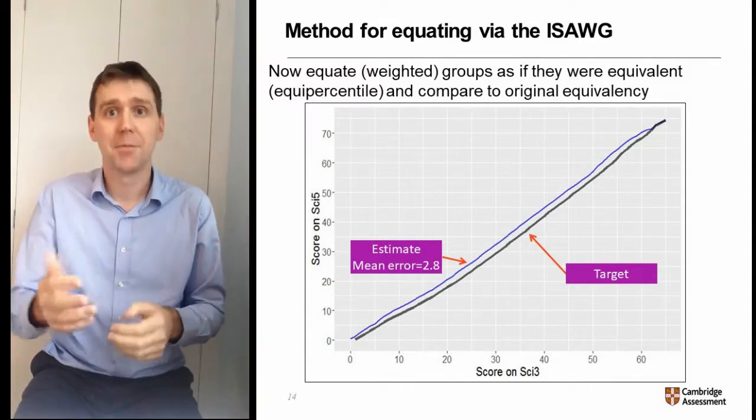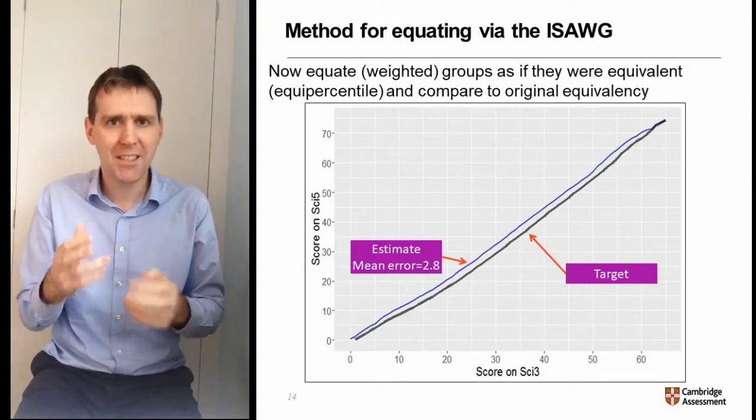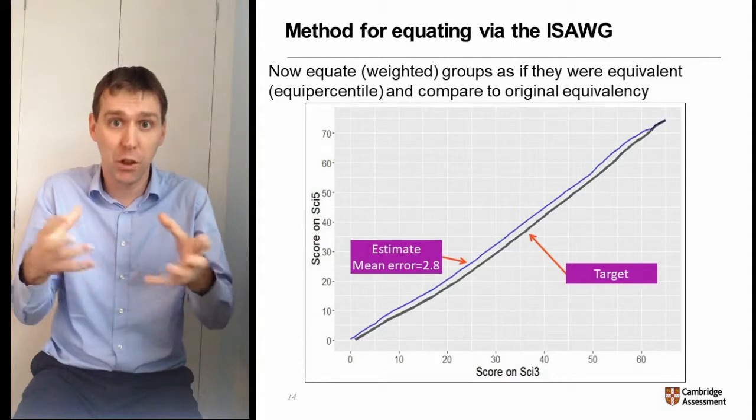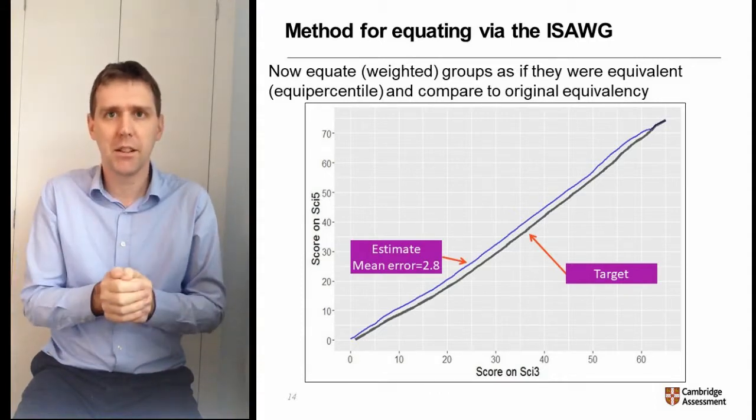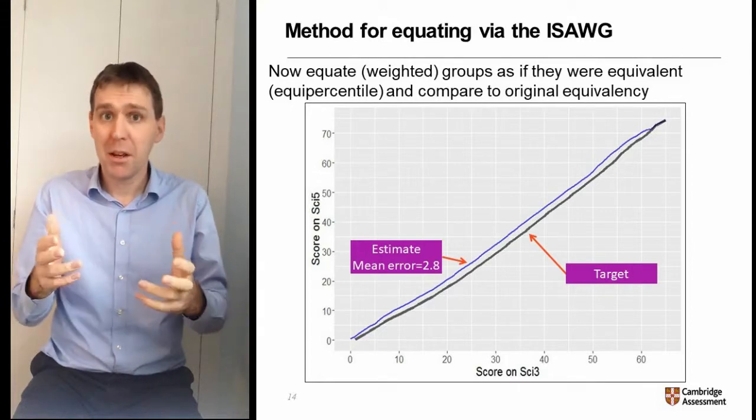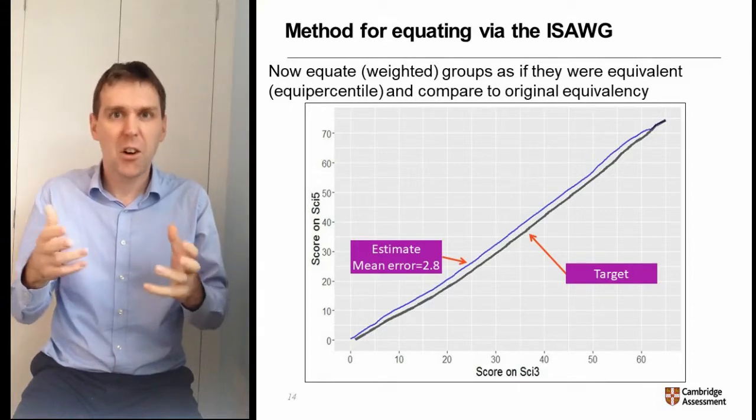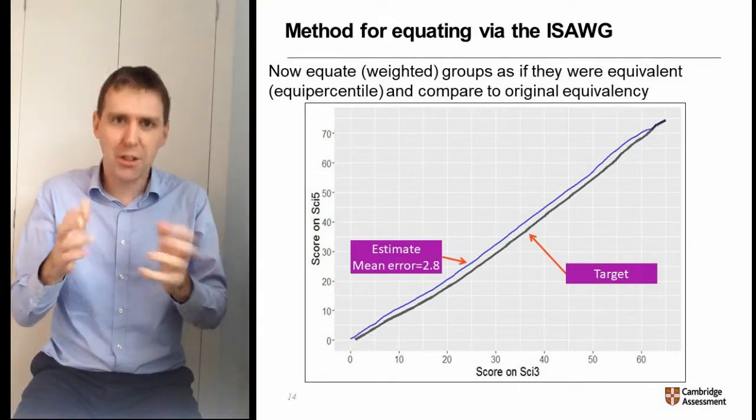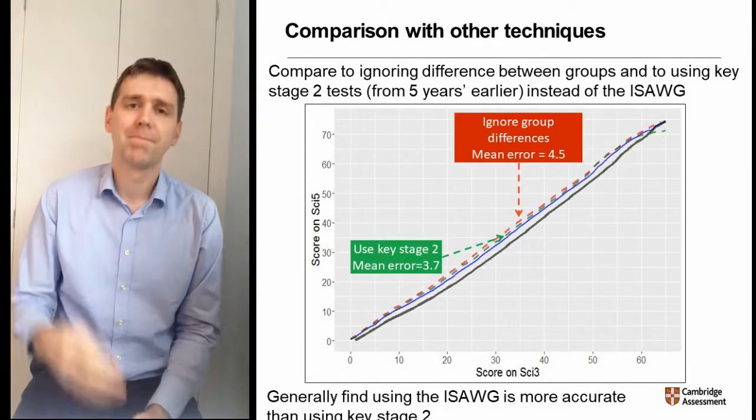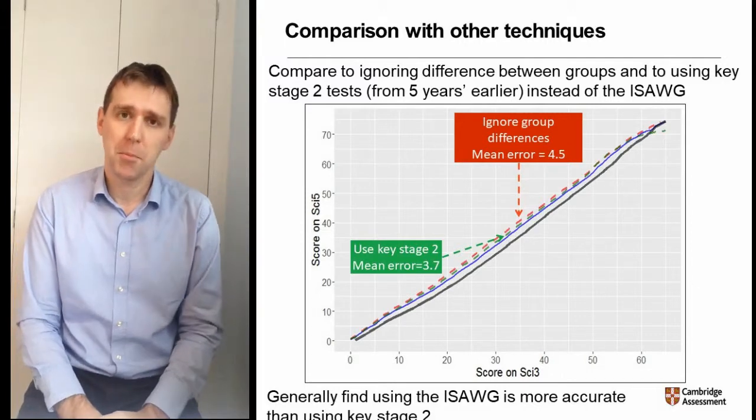Once I've done this, I've got that line there, I can compare it to the correct line based on the fact that in reality I've got lots of people who did both, which I estimated earlier. And when I do that, I see that my method using the ISORG is on average accurate within just over 2.5 marks. To see if this is any good, I compare it to other approaches I might take to the same problem.